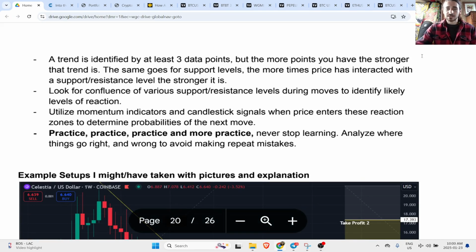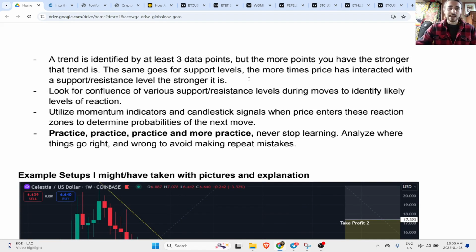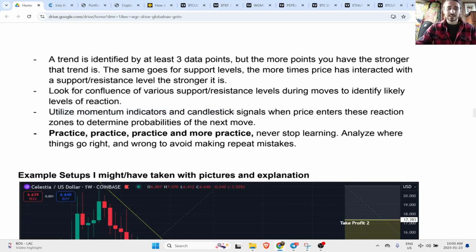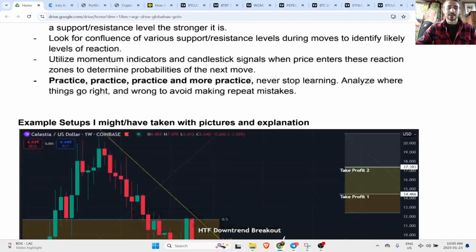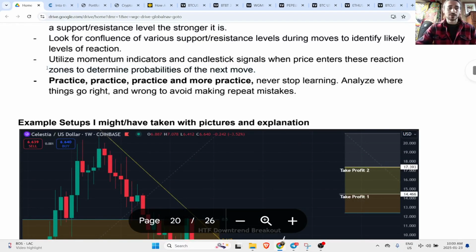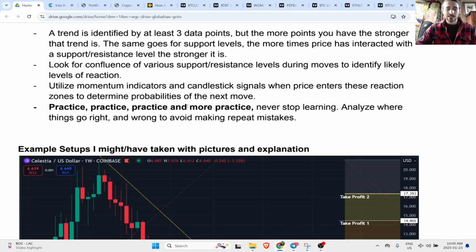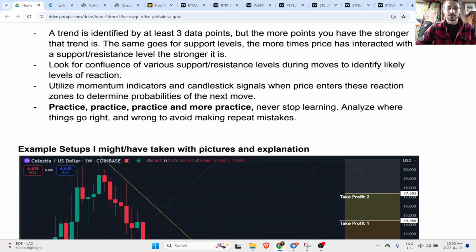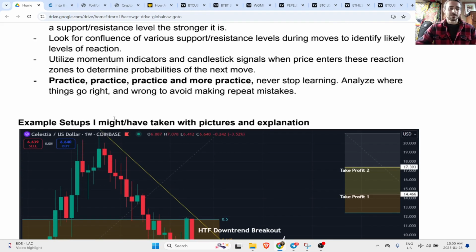The stronger the trend, the more data points you'll have. Again, look for confluence. Utilize your momentum indicators when price enters these reaction zones to determine whether that move is likely to be sustainable. And practice, practice, practice, and more practice. Never stop learning. Analyze where things go right and wrong, and then make adjustments for your future trades.